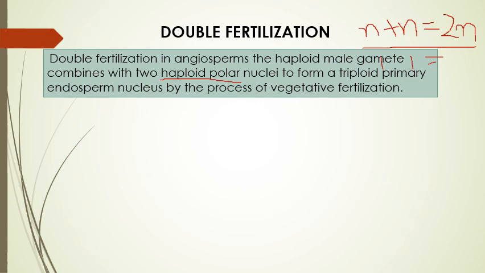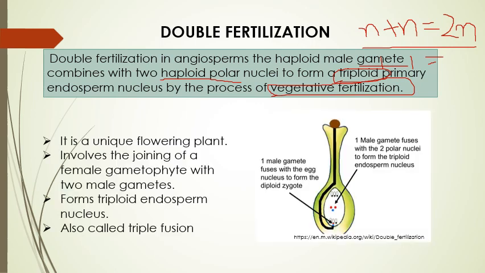I need to mention that the male gamete combines with two haploid polar nuclei to form a triploid, not diploid, primary endosperm nucleus by the process of vegetative fertilization. This is also called double fertilization. It is a very unique flowering plant process of fertilization. It involves joining of the female gametophyte with two male gametes. This forms the triploid endosperm nucleus, also called triple fusion.